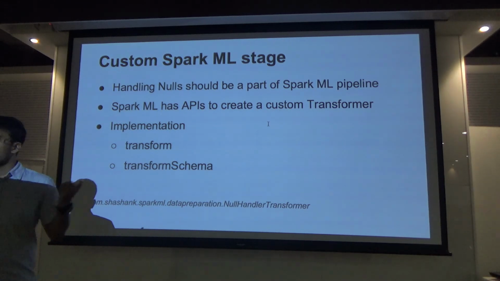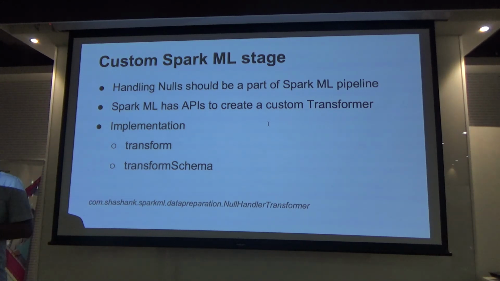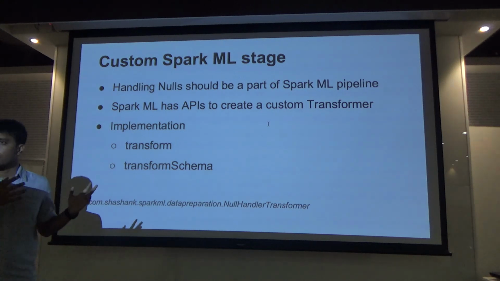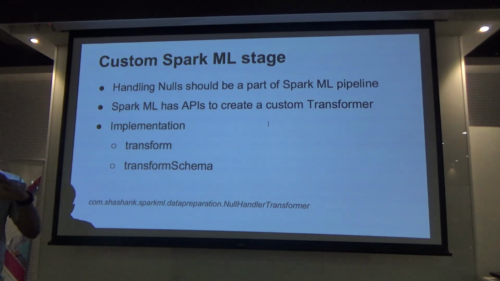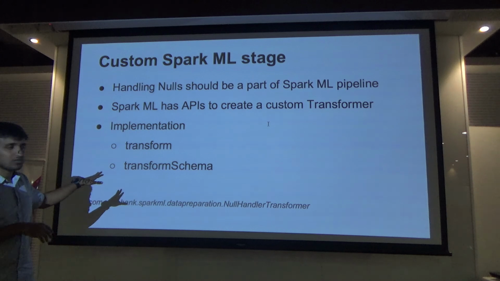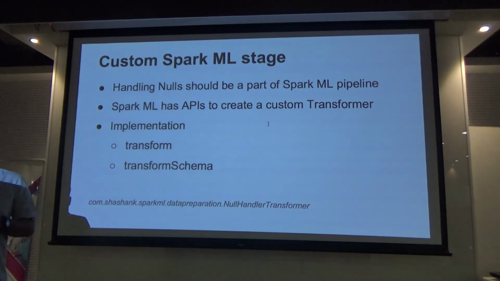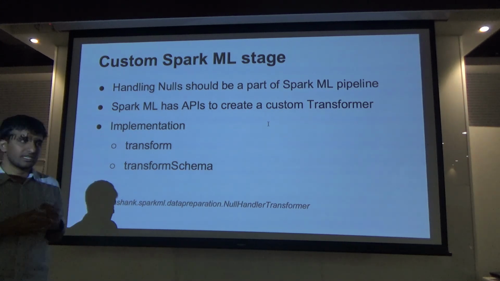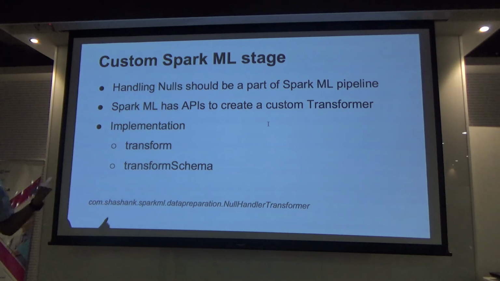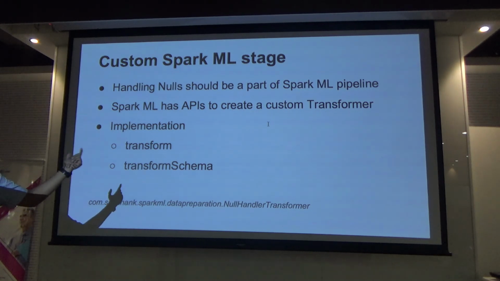So transform schema is basically used for validation of the schema. If your code is expecting the input column to be of a specific type, then you check all those things in transform schema. So whenever a Spark pipeline is run, fit or transformed, it always calls the transform schema first, and based on the success of the transform schema method, only then does it go to the transform method.